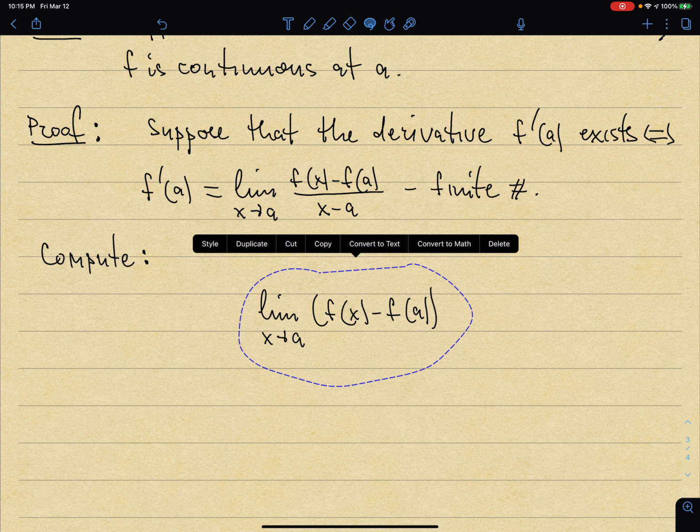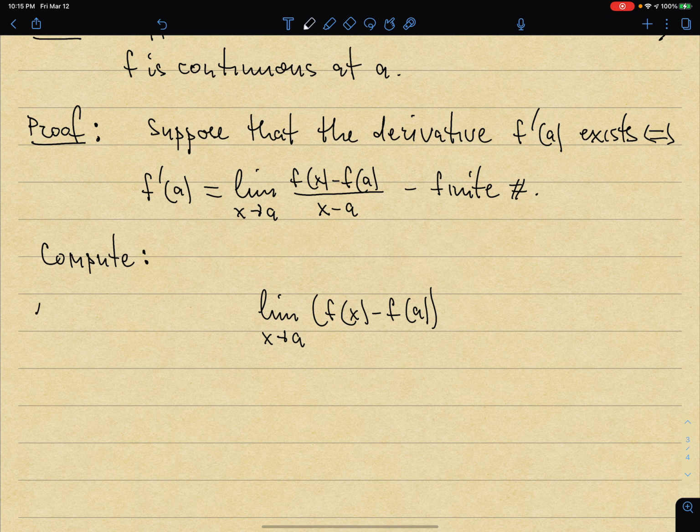Is because by properties of limits, this is the same thing as the limit as x goes to a of f of x minus the limit as x goes to a of f of a, but f of a is a constant, so its limit is itself. So this limit minus f of a is the same thing as the limit that I wrote originally. Okay, so what can I say about this limit?